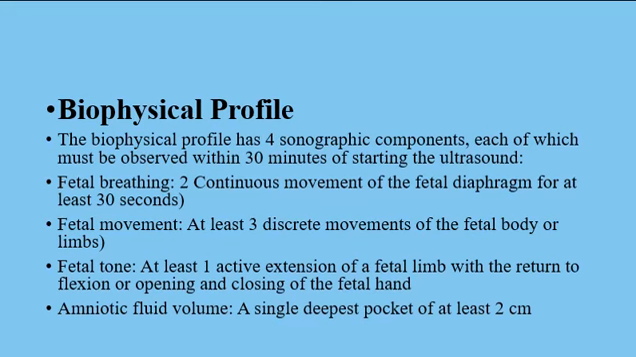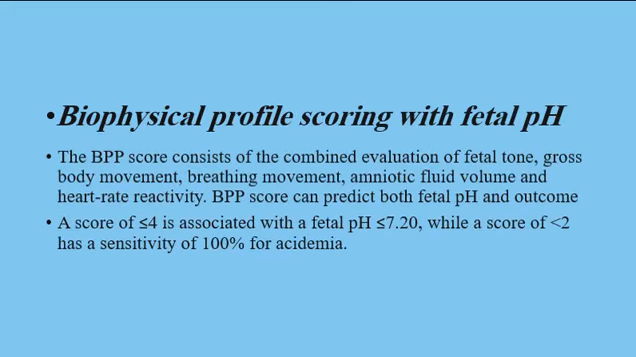Biophysical profile scoring with fetal pH. The BPP score consists of the combined evaluation of fetal tone, gross body movement, breathing movement, amniotic fluid volume and heart rate reactivity. BPP score can predict both fetal pH and outcome. A score of less than or equal to 4 is associated with a fetal pH less than or equal to 7.20, while a score of 2 has a sensitivity of 100% for acidemia.